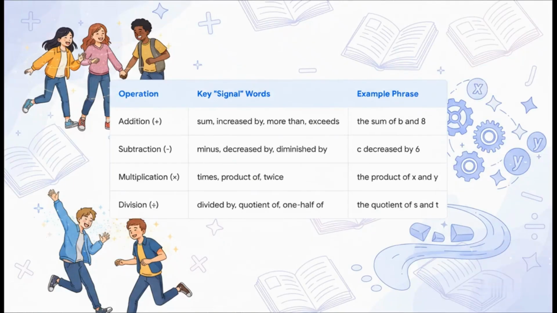And here it is. This is your essential dictionary, your Rosetta Stone for algebra. This slide is your foundation. Words like sum or increased by, those are your signal words for addition. See decreased by, that means subtract. Product is multiply, and quotient is divide. So let's see how this actually works.